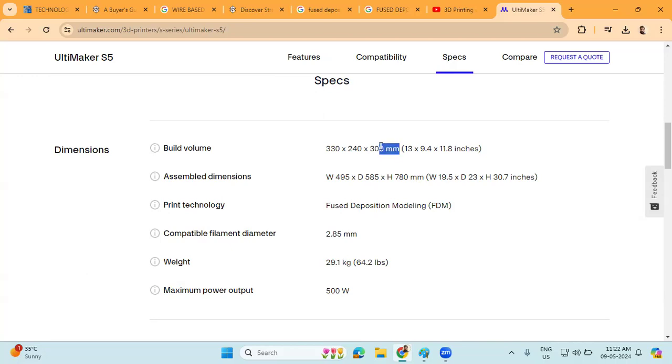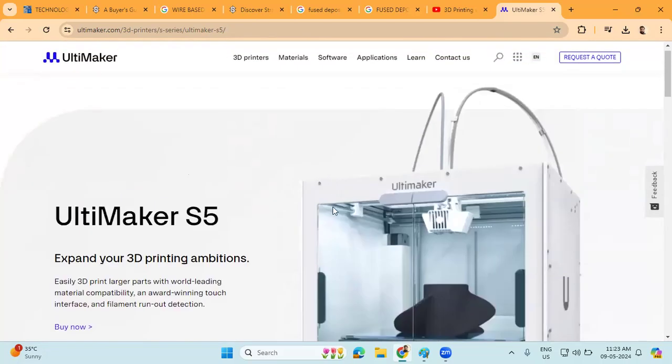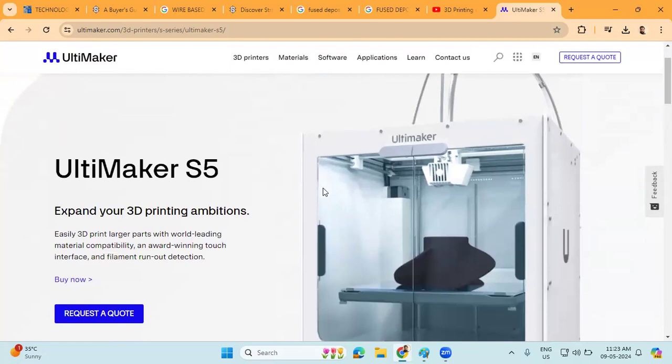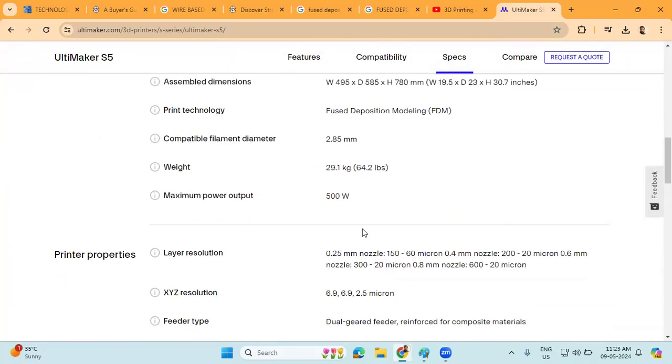So the maximum height we can print is 300 millimeter. That means 30 centimeter. When fully assembled, the printer's dimensions are 495 by 585 by 780 mm. So the total height of the printer is 780 millimeter. That means 78 centimeter is the total height of this printer.